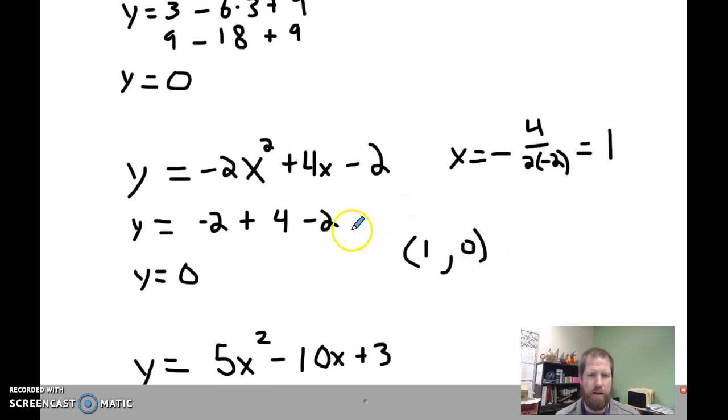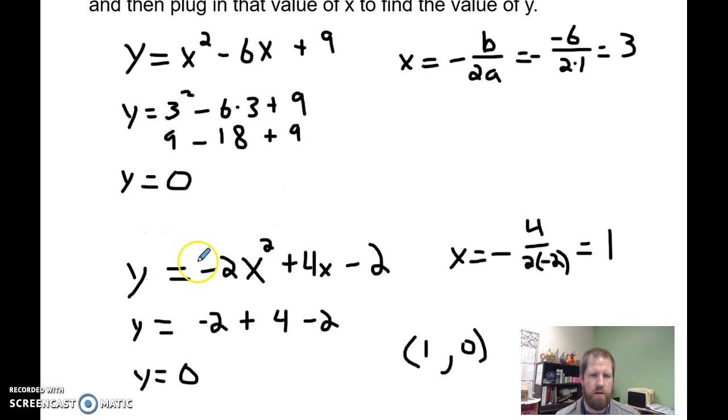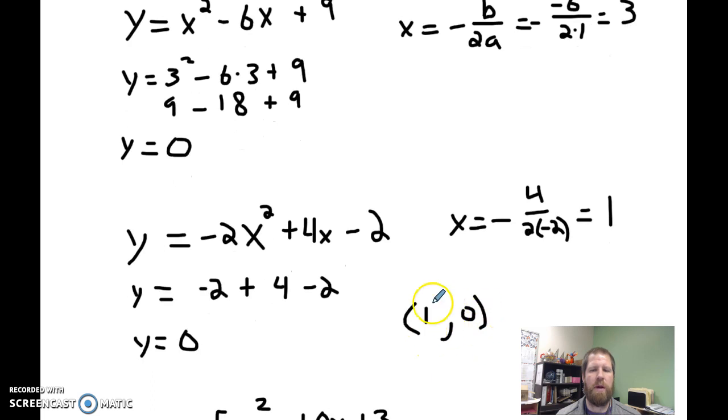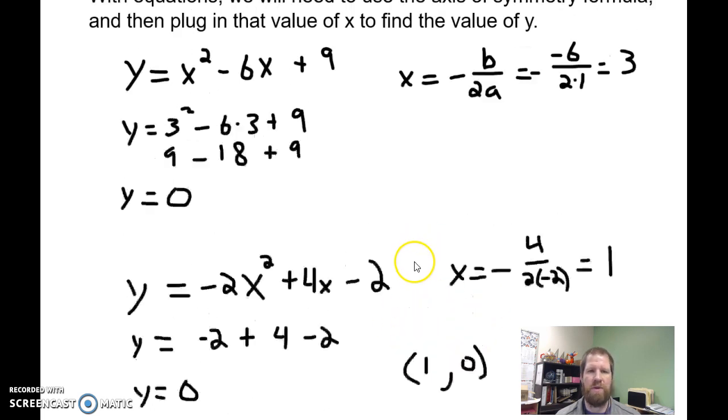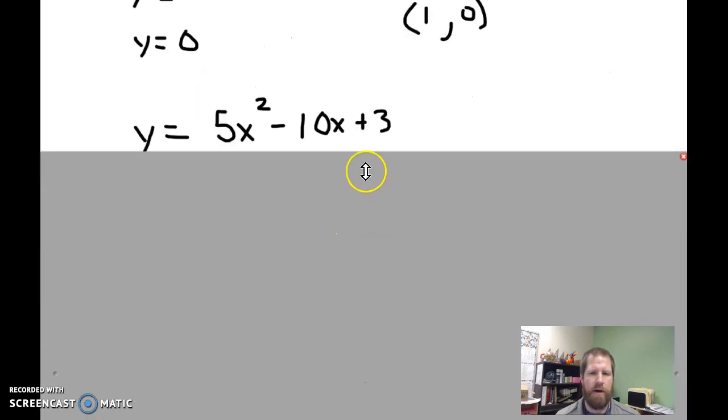Keep in mind, I've got a negative value for my coefficient of x squared. So this parabola is going to open downwards. And this is going to be my maximum. Okay, this vertex would be my maximum. This one at 3, 0, that's going to be my minimum because this vertex opens upwards. Okay, last one.